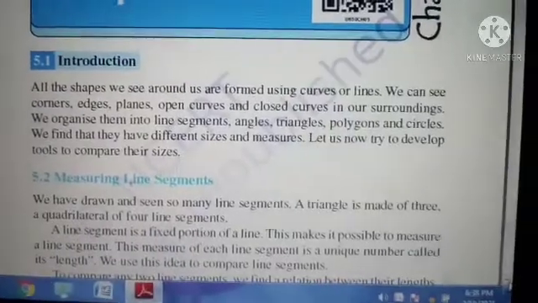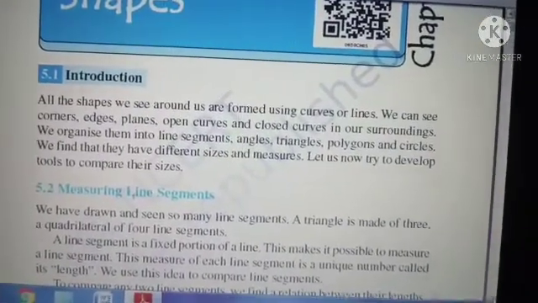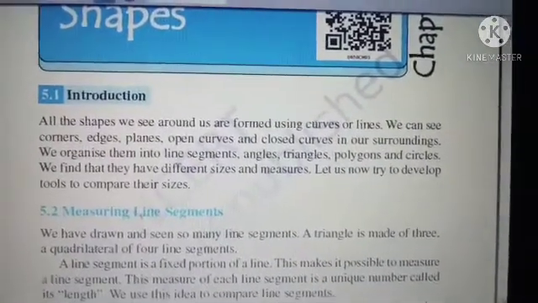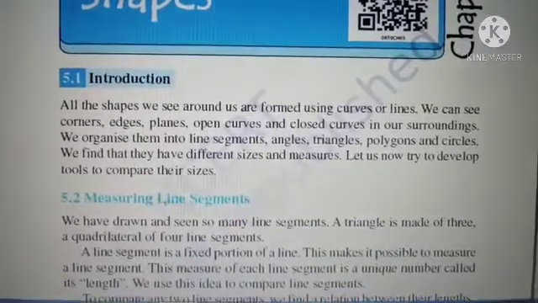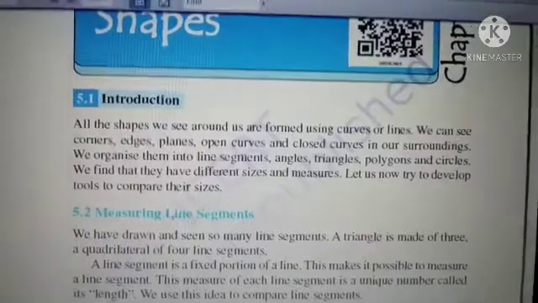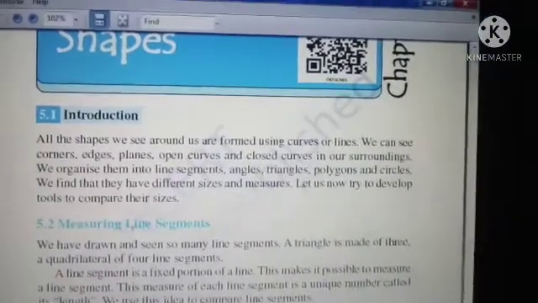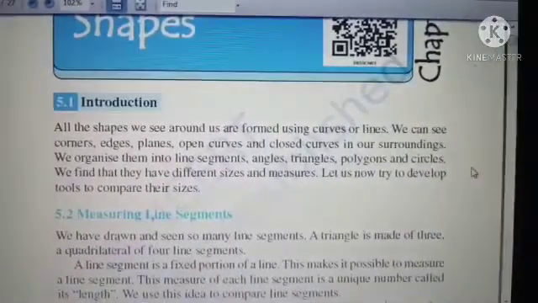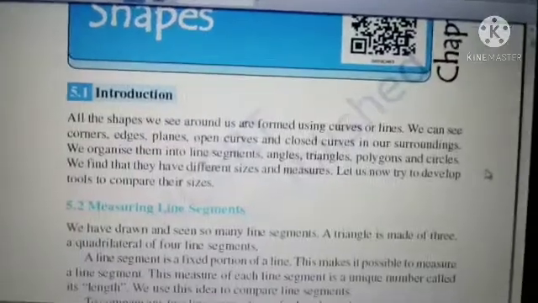We can see corners, edges, planes, open curves, closed curves in our surroundings. When I go in depth into this chapter, I will explain what these are. Corners means what, edges means what, planes means what, open curves, closed curves, everything I will explain. We organize them into line segments, angles, triangles, polygons and circles. That also I'll explain. So these are some of the shapes that you see in your day-to-day life, that we are going to discuss.